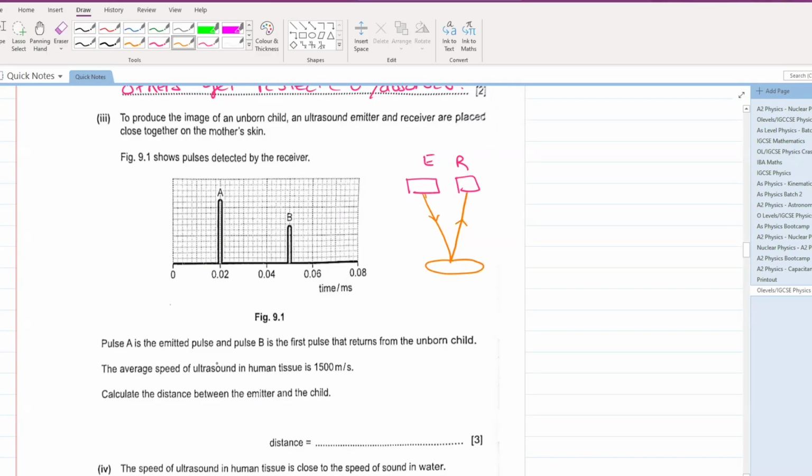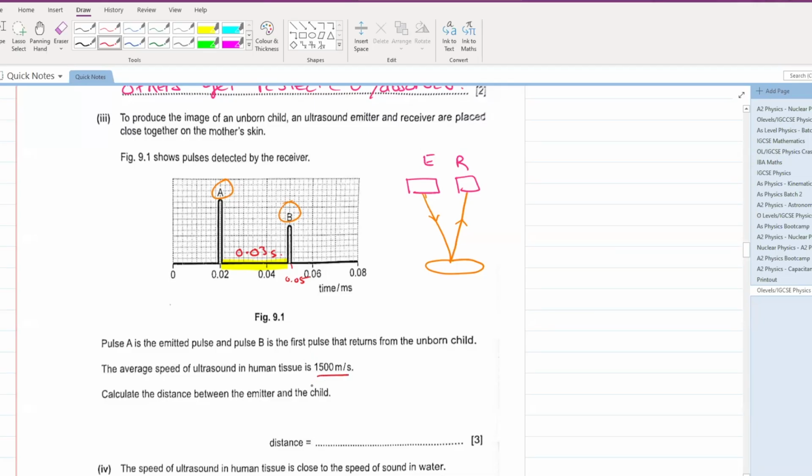Pulse A is emitted and pulse B is the first pulse that returns from the unborn child. This is pulse A, this is pulse B. What is the time between pulse A and pulse B? The time taken between pulse A and pulse B is 0.03 seconds, because this is 0.05 and this is 0.02. The time between them is 0.03 seconds.